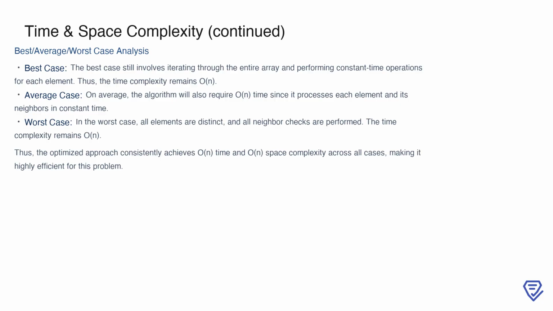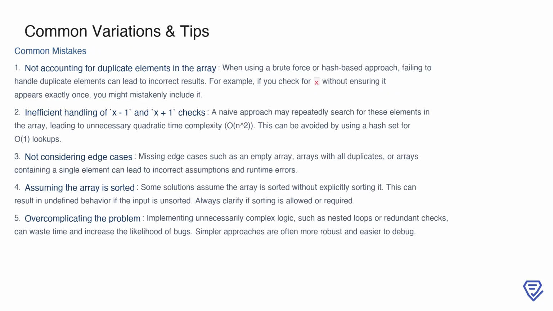consistently at O(n). When tackling this problem, there are several common mistakes to watch out for. First, failing to account for duplicate elements in the array can lead to incorrect results. For example, if you check whether a number appears without ensuring it exists exactly once, you might mistakenly include it in your output. Next, inefficient handling of the x-1 and x+1 checks is another pitfall. A naive approach might repeatedly search for these values in the array, resulting in time complexity of O(n squared). To avoid this, you can use a hash set for constant time lookups.